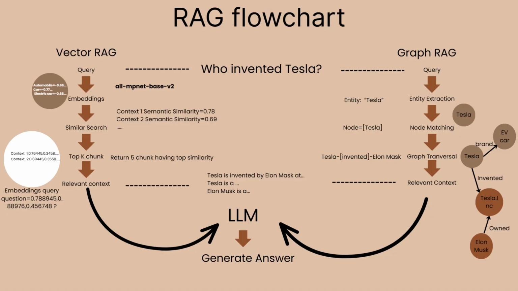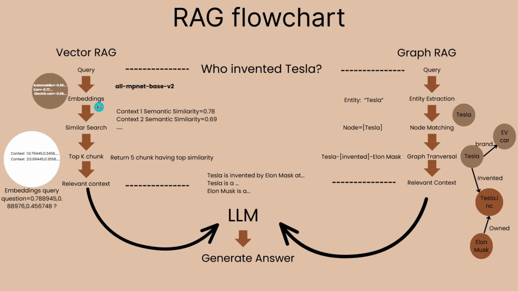When the user asks who invented Tesla, VectorRAG first embeds the query, then performs a similarity search and retrieves the top 5 chunks with the highest similarity to the question for the LLM. GraphRAG will extract the entity first, then look up the nodes in the knowledge graph, and then perform graph traversal to get the relevant context.